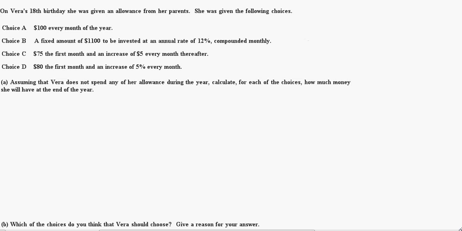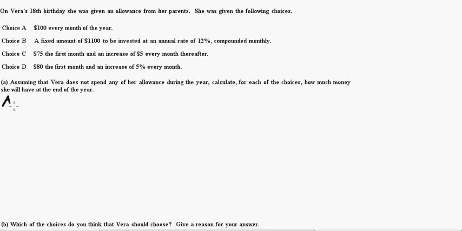Okay, so this takes into account a lot of the stuff we've done with arithmetic and geometric sequences. Part A says, assuming that Vera does not spend any of her allowance during the year, calculate for each of these choices how much money she will have at the end of the year. Okay, so let's start off one at a time. We'll start with choice A.